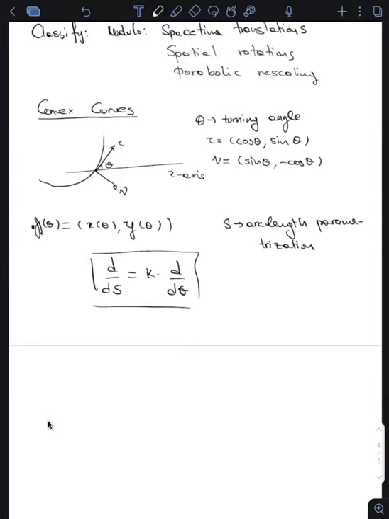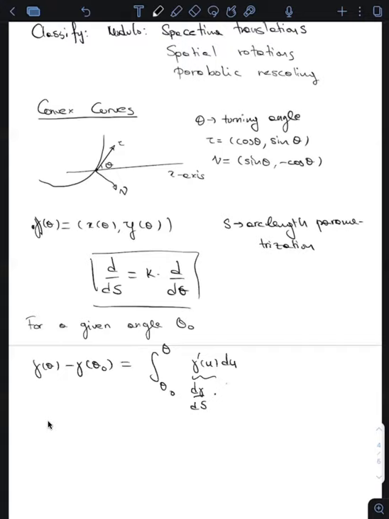Then what happens for a given angle theta zero? I can compute gamma of theta minus gamma of theta zero as the integral between theta zero and theta of gamma prime of u du. Here with gamma prime, we mean derivative with respect to theta. So by using the formula above, I can write this as d gamma/ds times 1 over kappa. But d gamma/ds is the tangent vector. So I get here the integral of cosine u over kappa, comma, sine u over kappa du.